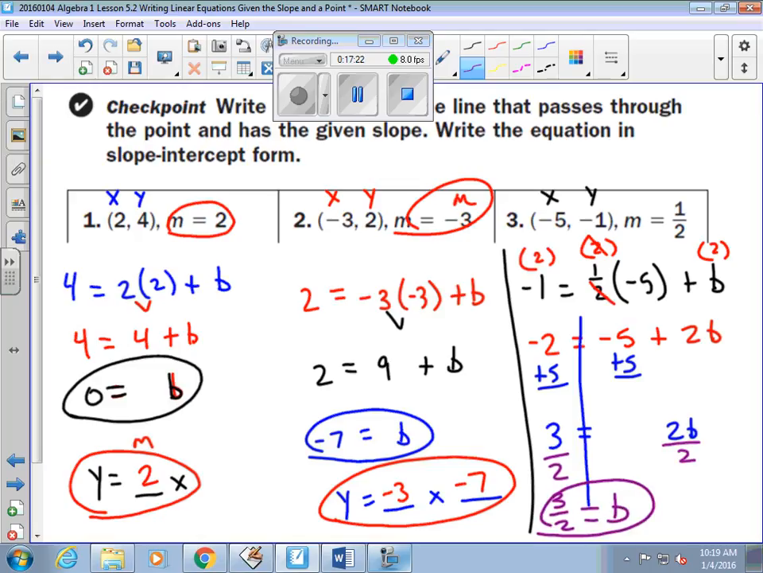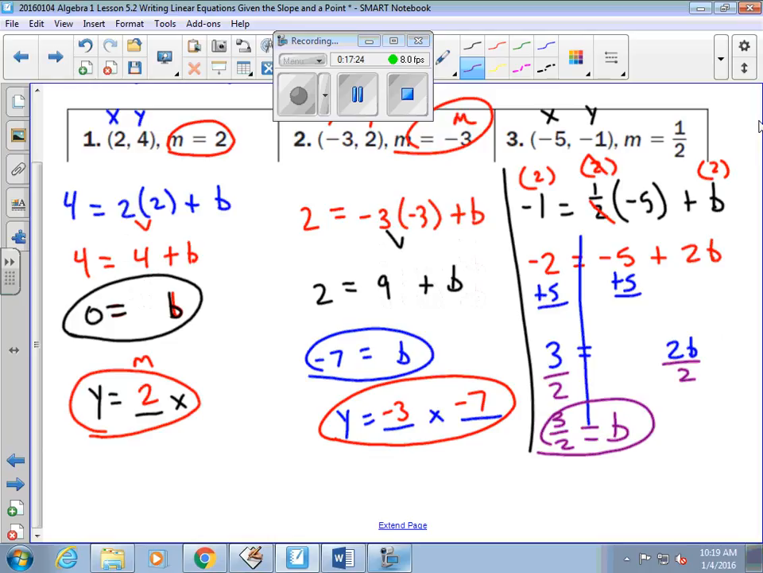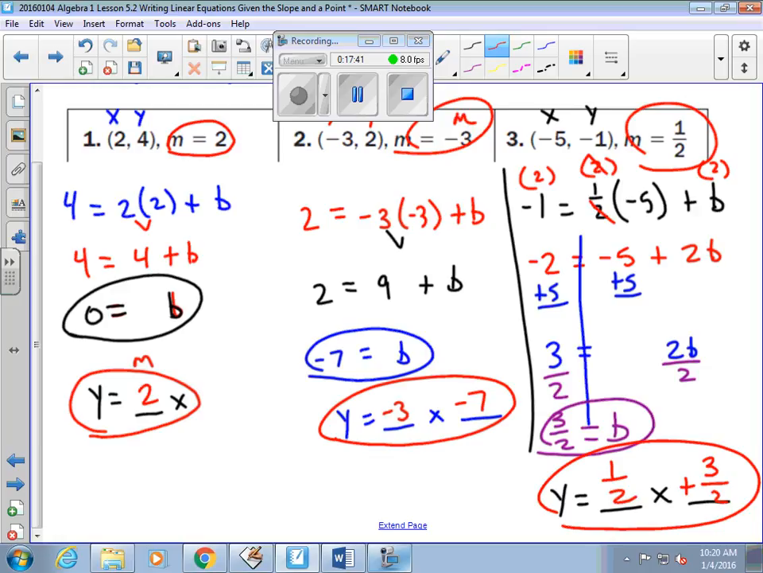This is not the answer to the problem. Remember, y equals mx plus b is the equation. y equals mx plus b. m's value was given originally, 1/2 x, and b's value we just found, positive 3 over 2. y equals 1/2 x plus 3 over 2.